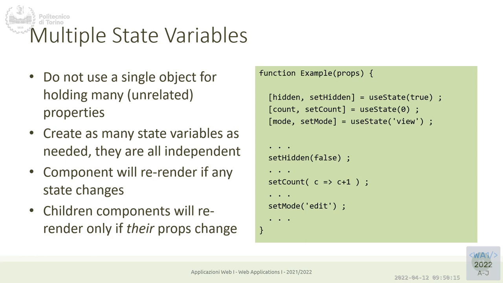Okay? So if you have an object with five properties and you change one of them, you are re-rendering the components that also depend on the other properties. If you split them, then if you change mode, you will only render the components that explicitly depend on the mode state. So all the changes are independent, can be scheduled separately, and can selectively render only those components that really use that property. So in React we tend to use simple values instead of complex objects.